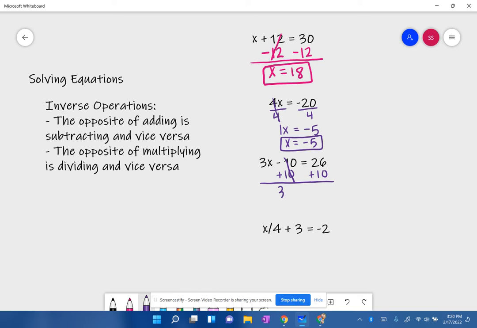Now that cancels out the 10, and we just have 3x equals 36. And then to get x by itself, that's a 3 times x. So the opposite of multiplying is dividing by 3. So x is equal to 12.